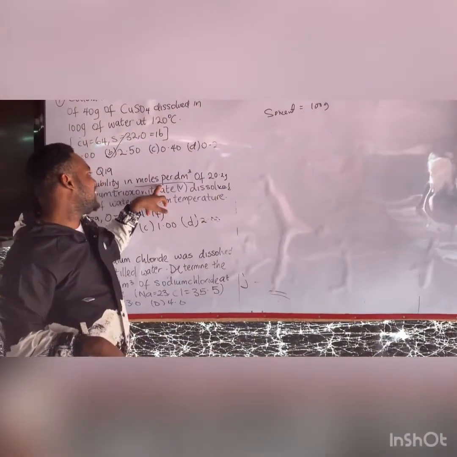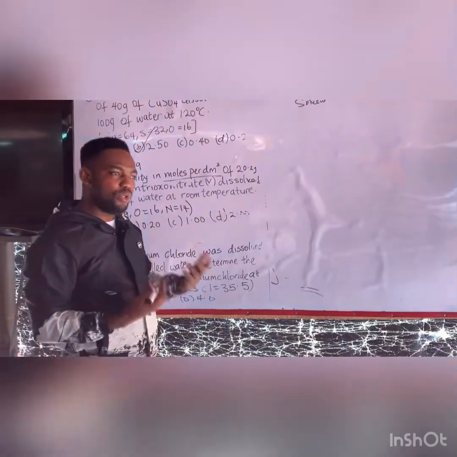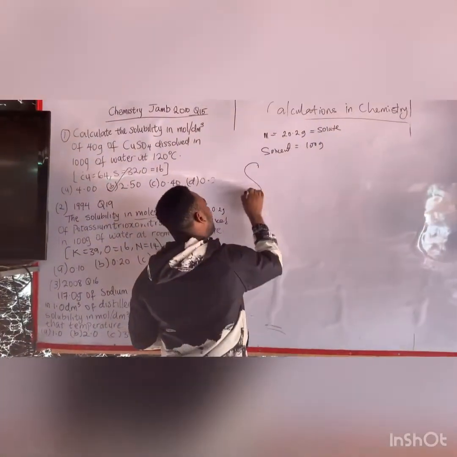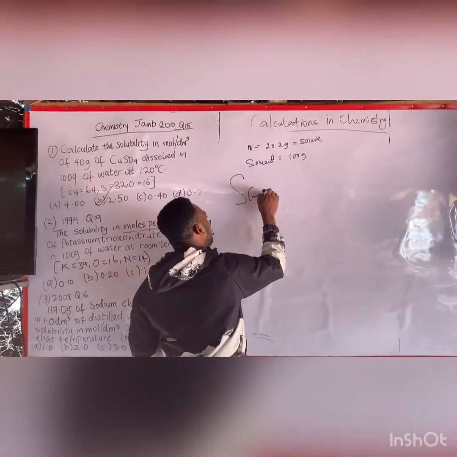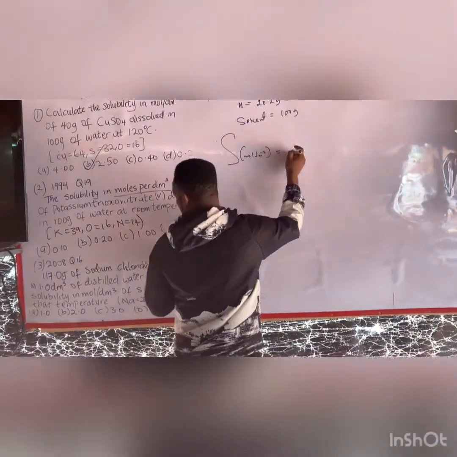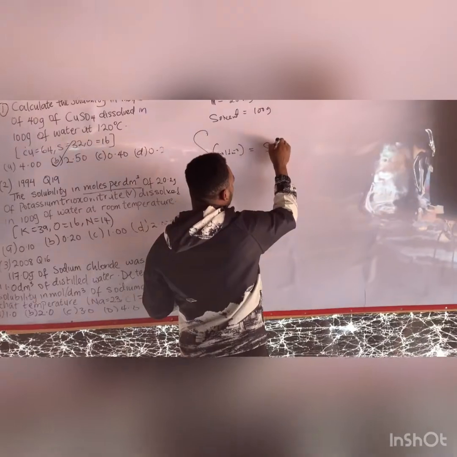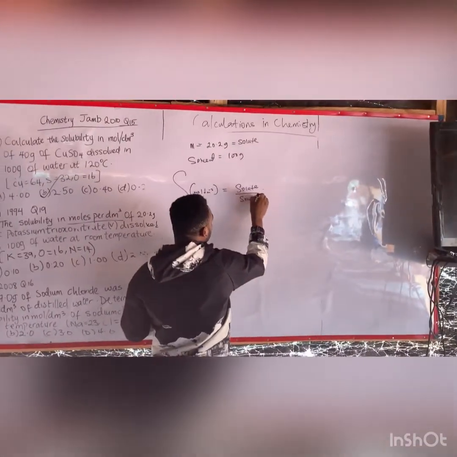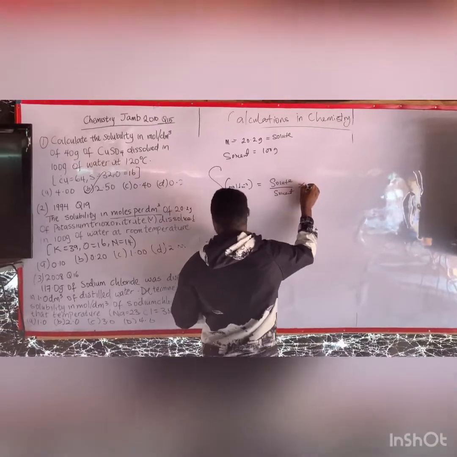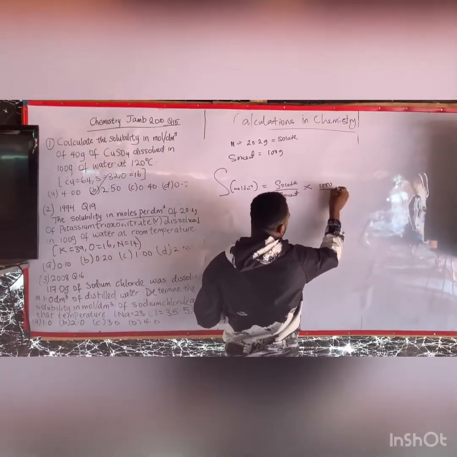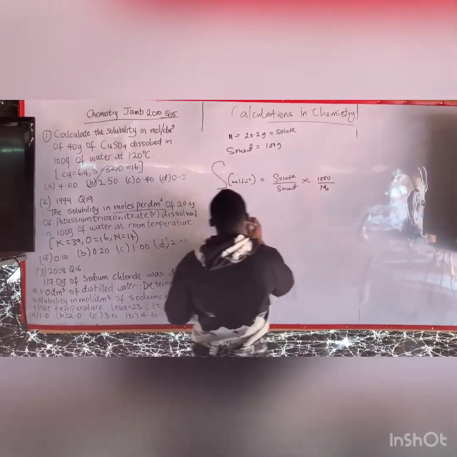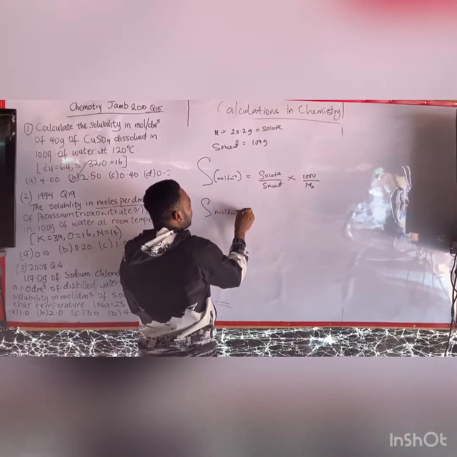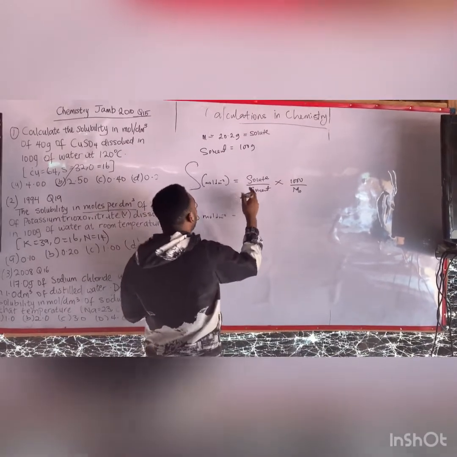Now, if it is in gram per dm cube, what we are going to use is solute over solvent times 1000 over 1. But this time we're going to use solubility in mole per dm cube, which will be equal to solute over solvent times 1000 by molar mass.